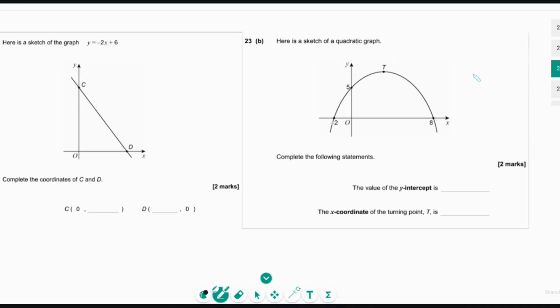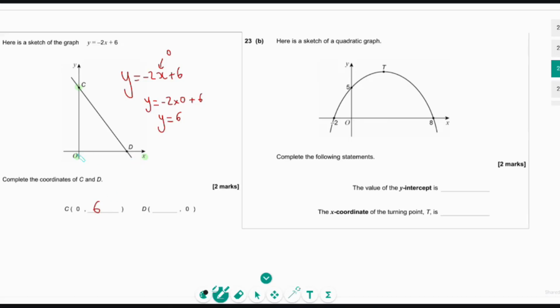Here is a sketch of the graph y equals minus 2x plus 6. The coordinates of C and D. Okay, so for C, can you see the x coordinate is 0? I know the equation is y equals minus 2x plus 6. If I substitute in x is equal to 0 here, y is equal to minus 2 times 0 plus 6. Minus 2 times 0 is 0, plus 6 is 6. So C is 0, 6.